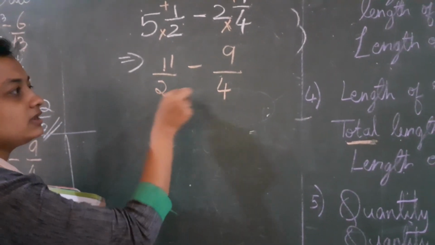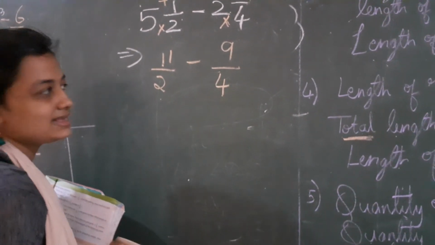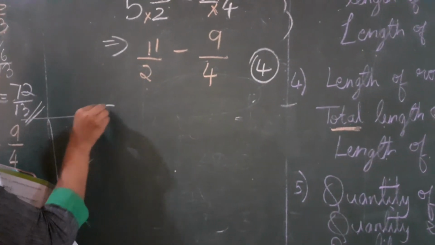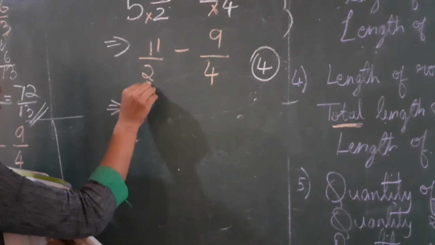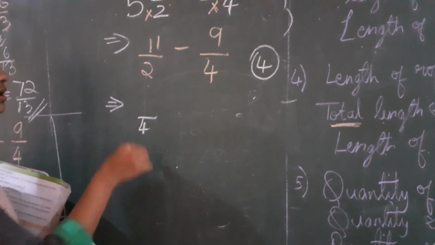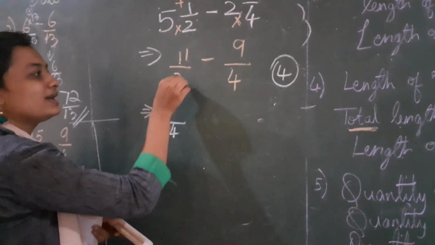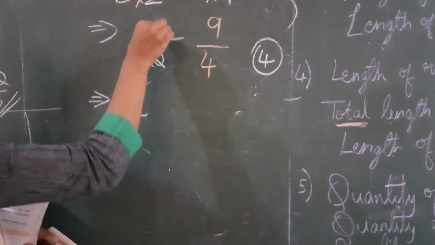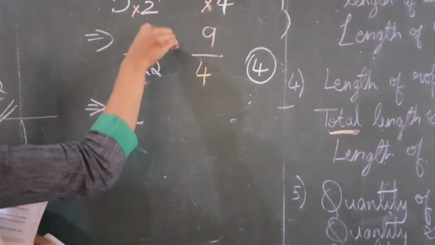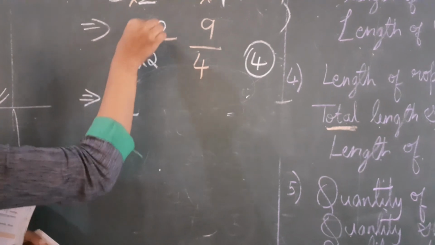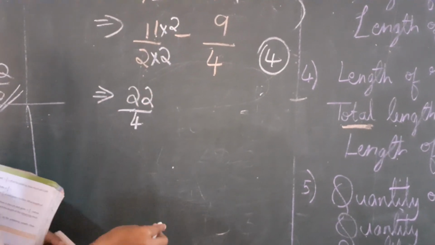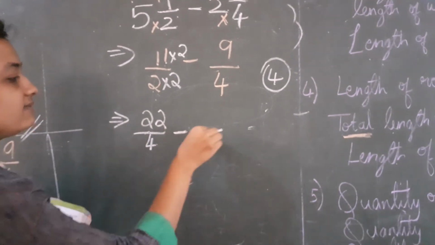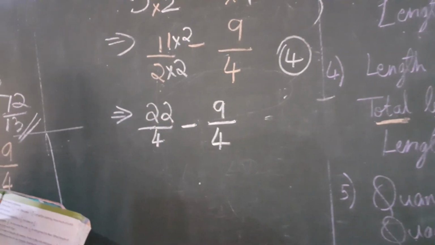So I can see different denominators. So LCM. What is the LCM for this? It is 4. So now change the first fraction to denominator 4. How to change it? Multiply 2 with 2 so that I get 4. Now I should multiply 11 also with 2. So what is the answer I get when I multiply 11 and 2? I get 22 minus. Because I have 4 only in the denominator, I will write it the same. I am not going to change it.